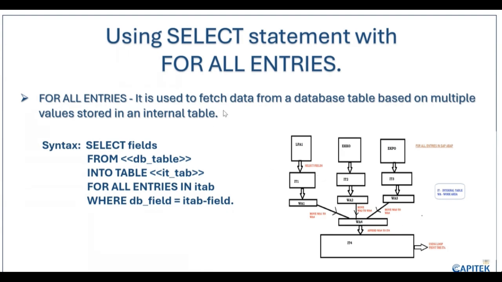Now when we talk about for all entries, we'll have an example and see how much easier it is compared to the inner joins. So this is the syntax. We'll say select fields from database table into table internal table for all entries in your internal table name, where you'll write the condition. Let us suppose you have a table called LFA1. You have already fetched the data on LFA1, and from LFA1 you want to again fetch data for a different criteria. In that case, you will make use of for all entries. We'll see that example as well, right?